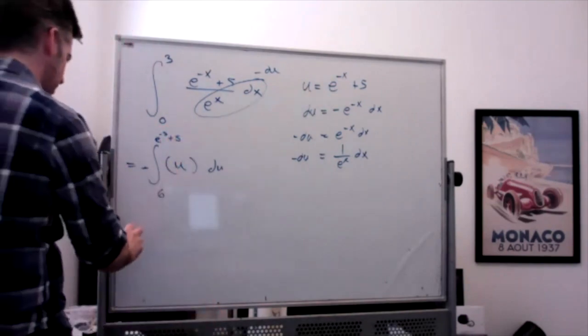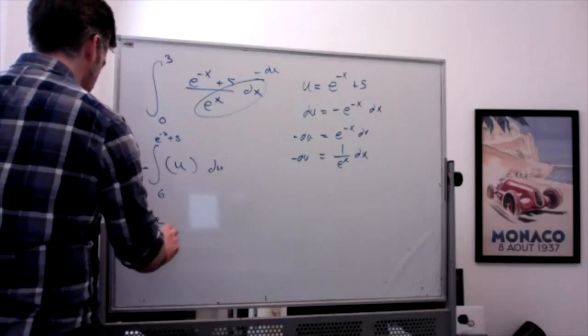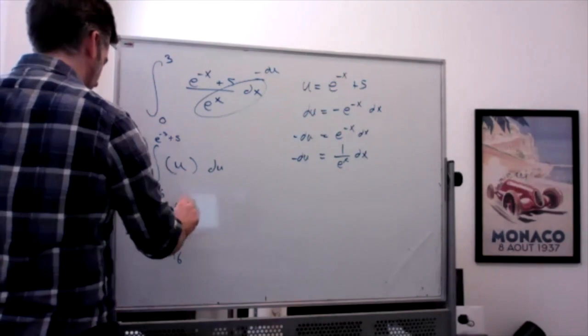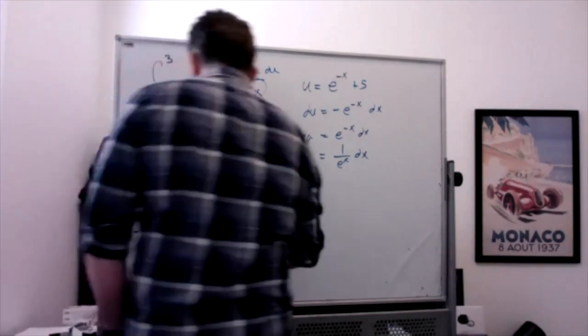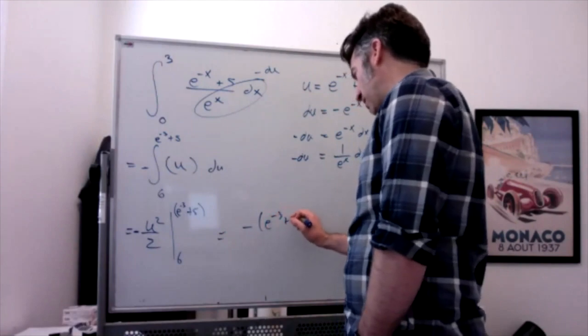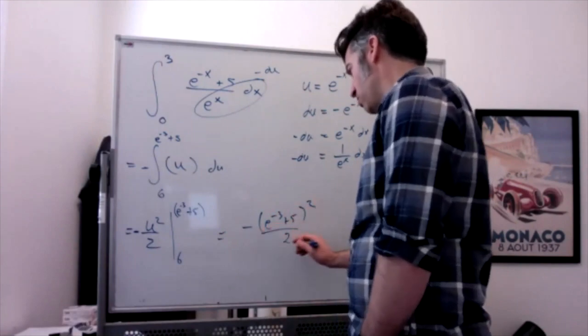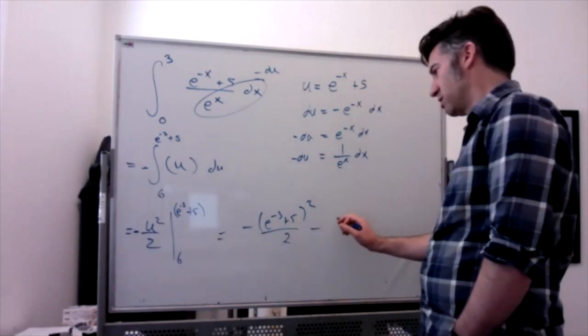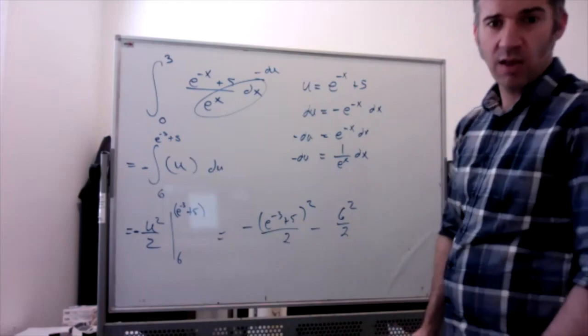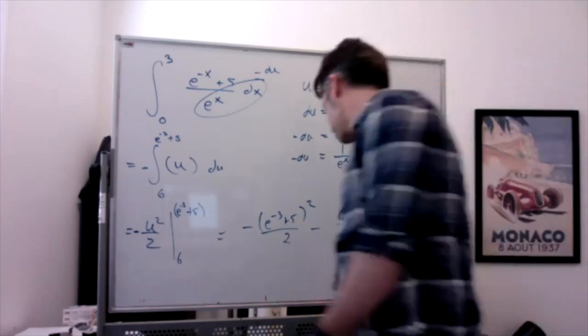When we integrate this, we get negative u squared over 2, from 6 to e to the negative third plus 5. And then we plug this in. You get negative e to the negative third plus 5 squared over 2 minus 6 squared over 2. That's kind of terrible. I got one more.